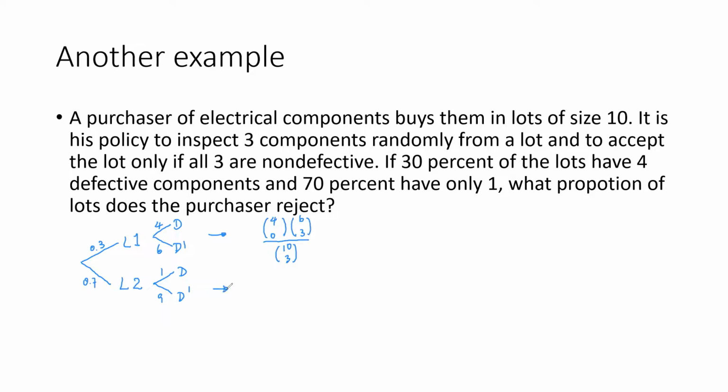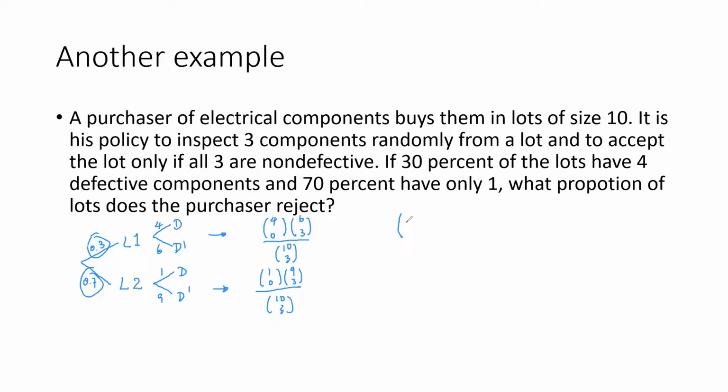And for lot type 2, you have 10 choose 3 on the bottom. And in the numerator, you have 1 choose 0, and then you have 9 choose 3. All right, so these are based on those probabilities. You need to multiply these probabilities. And this is actually conditional probability. This is conditioning on the first type. So like Bayes' problem, you can actually multiply these probabilities.